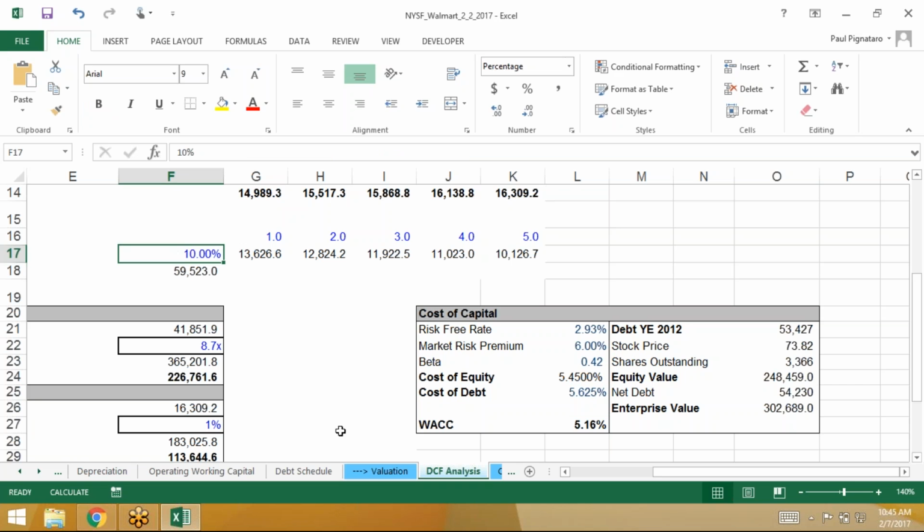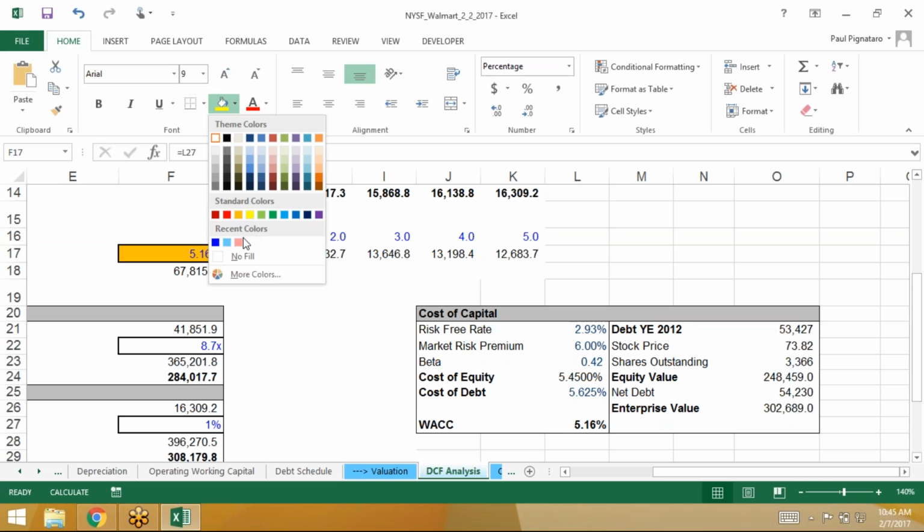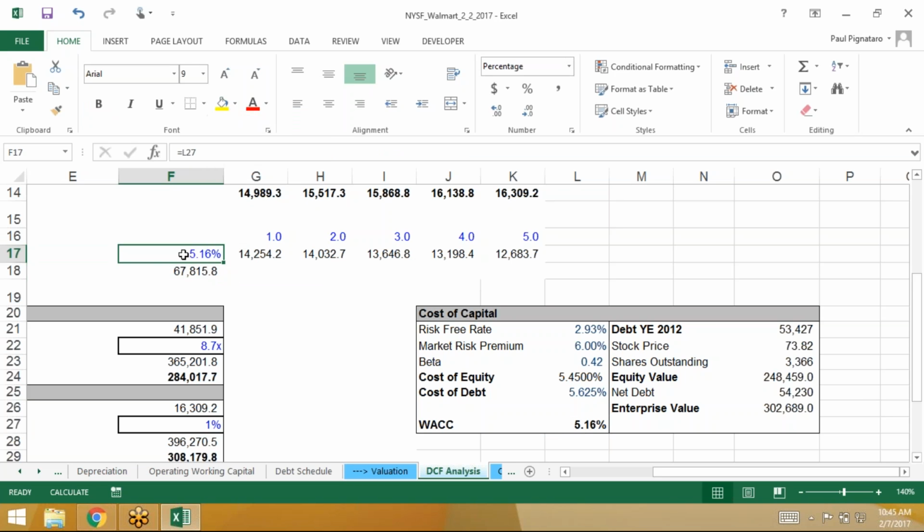We're going to now apply that rate here. So our rate was way too high. Now let's talk about what that means. 5.16. That's our new WACC. Okay?